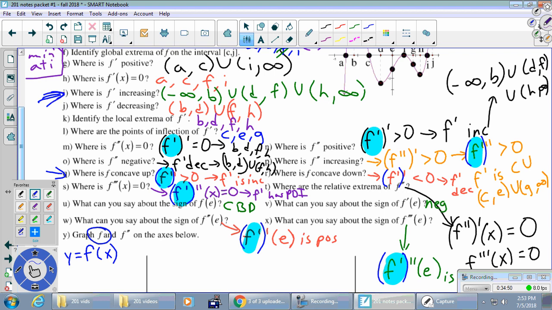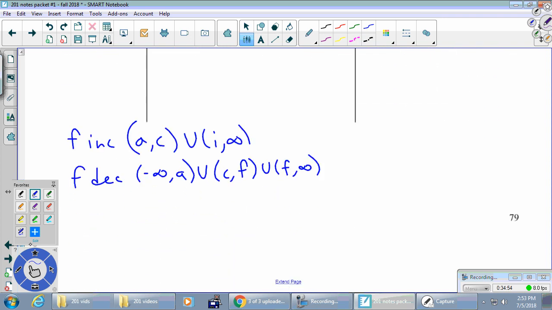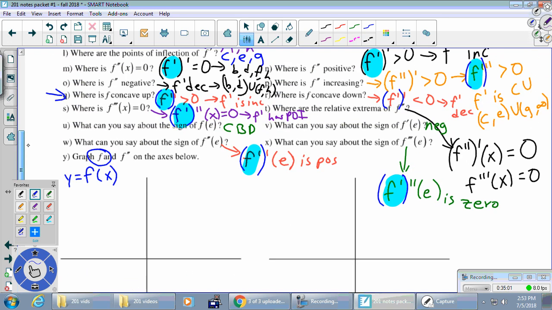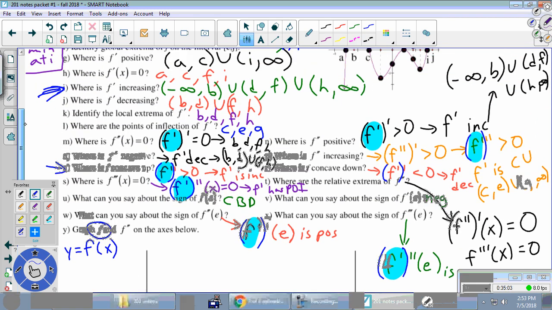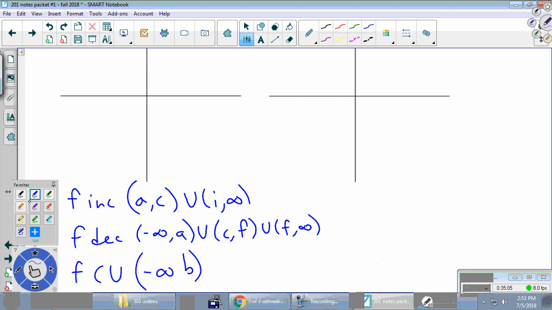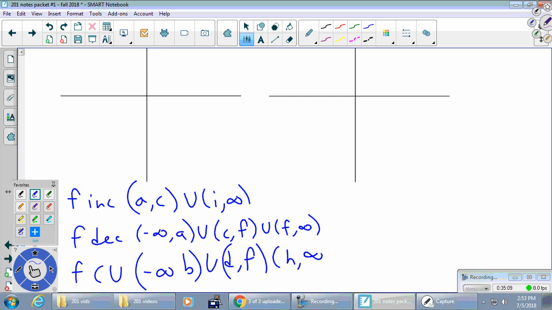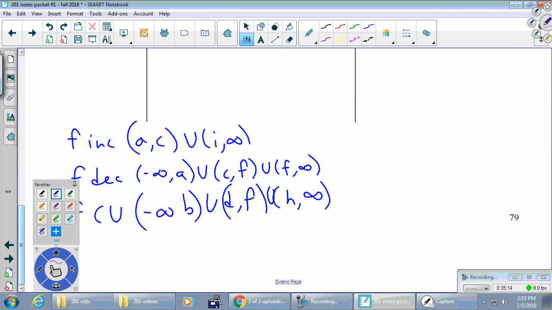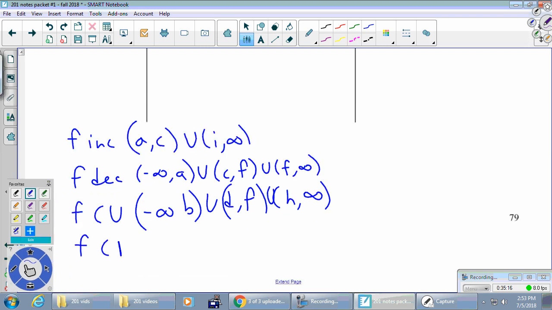So concave up from minus infinity to B, and then D to F, and then H to infinity. Minus infinity to B. Of course, I can't remember any of that stuff. Minus infinity to B, D to F, and H to infinity, union there. And then it must be concave down on the remaining intervals. I think that's all we're going to write down for this. So B to D, and then F to H.